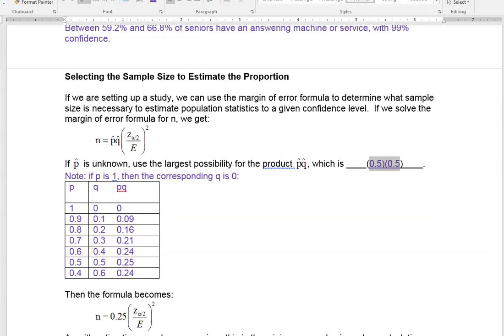With that value, you do need to know that for the situations where you're not given p and q, because the only formula you have on your formula sheet is the version that's n equals p hat q hat brackets z over e all squared. So if you don't have p and q, you need to know to substitute the 0.25.